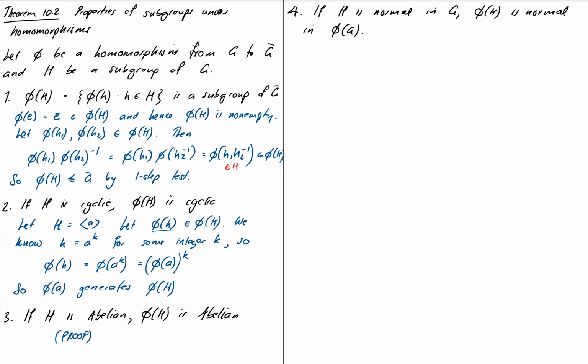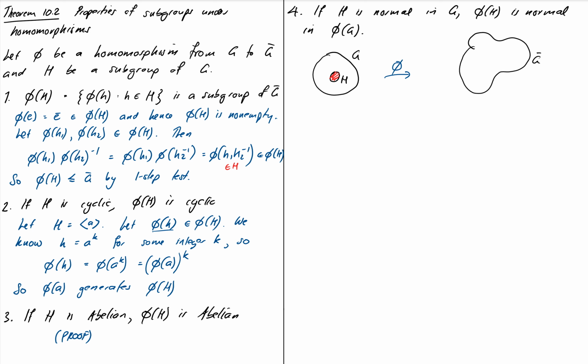Right, so our next statement applies to normal subgroups, and it says that if H is a normal subgroup of G, then phi of H is a normal subgroup of phi of G. Now, not of G bar, of phi of G. Let's just quickly draw a little illustration to show what's going on here. So remember, we've got our group G.